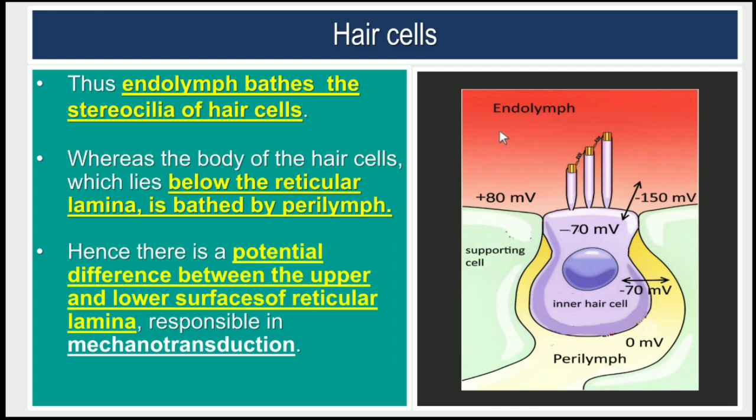Endolymph is rich in potassium, while perilymph has a very low quantity of potassium, a very low quantity of positive ions, and this endolymph contains a lot of positive ions. So, there is a potential difference between endolymph and perilymph, which is responsible for or helps in mechanotransduction.